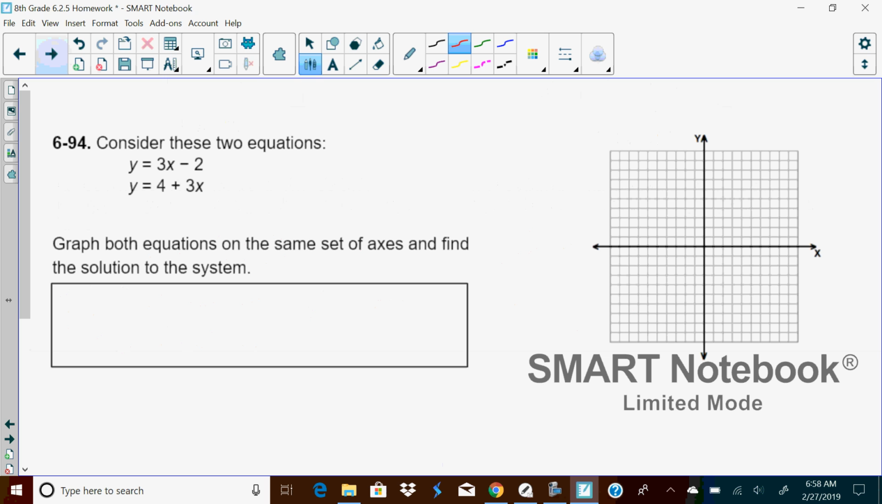Problem 94, consider these two equations, graph both on the same axis and find the solution. So for the first one, my intercept is -2, and my growth is 3. So here's my line for the first one. Second one, my intercept is 4, and my growth is the same, so here's my other line. So it turns out they're parallel, so there's no solution.